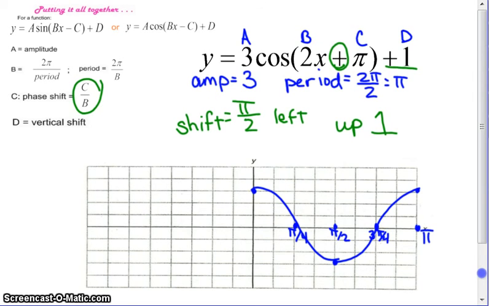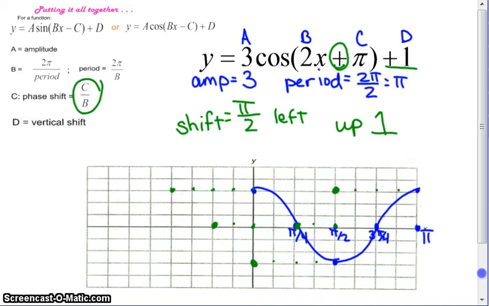How many spaces is that? Well, from here to here is pi over 2. So on my graph, that's 1, 2, 3, 4 spaces. Take each key point and go 1, 2, 3, 4 spaces to the left, for every one of the key points.